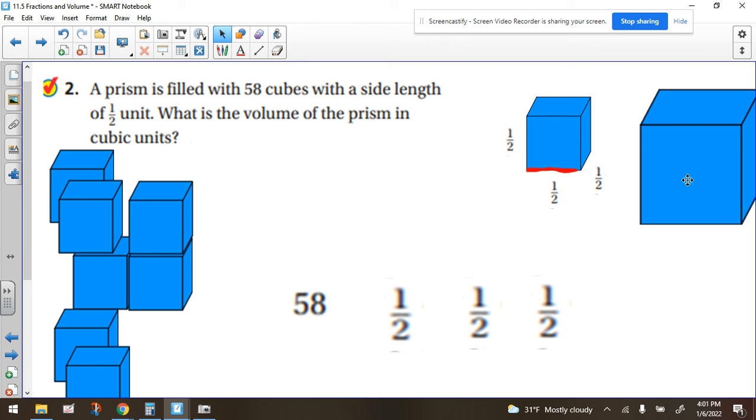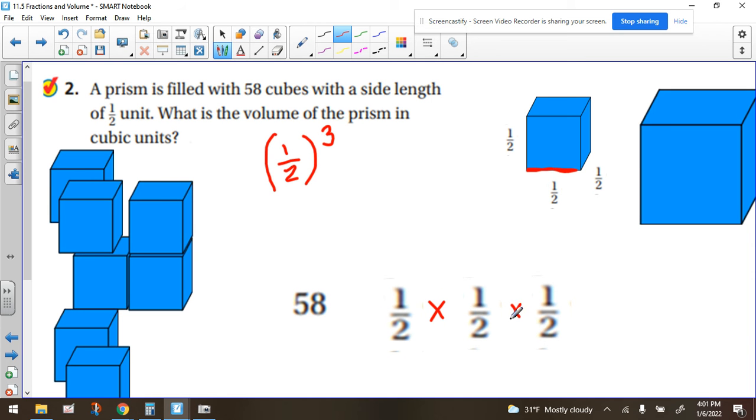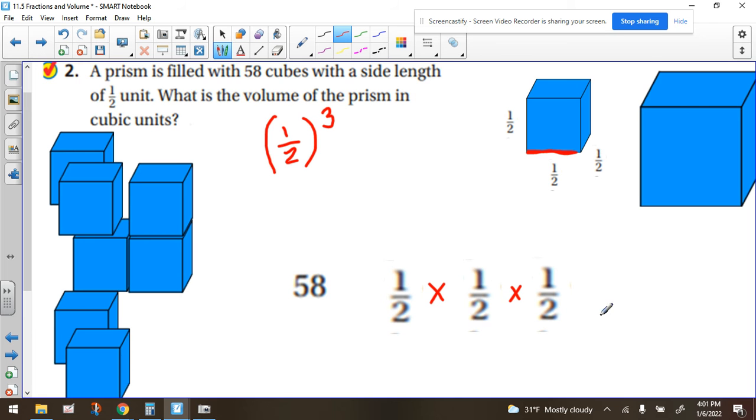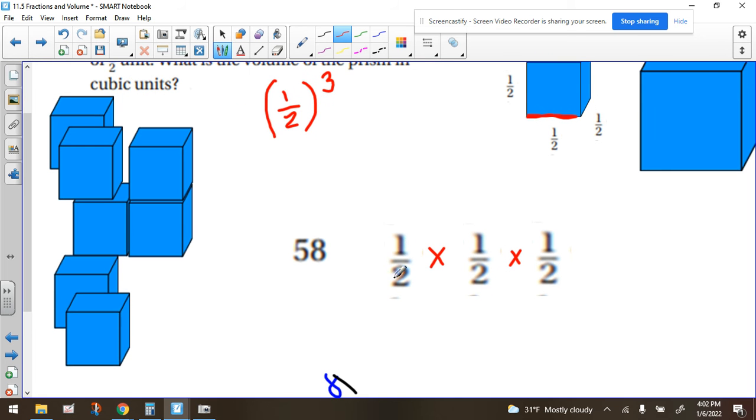and we really want to know how many of these full unit cubes we have, we have a couple of approaches. So, if we have 58 of these, how many of these do we have? Now, did you know that if we cube a half, so that means, because that's what volume is, right? It's cubic. Cubing a half is the same thing as doing a half times a half times a half. So if we just simplify what I have here, 1/2 times 1/2 times 1/2, 2 times 2 equals 4, and 4 times 2 equals 8.